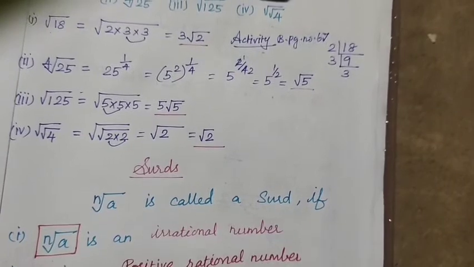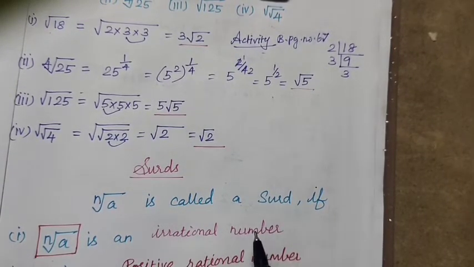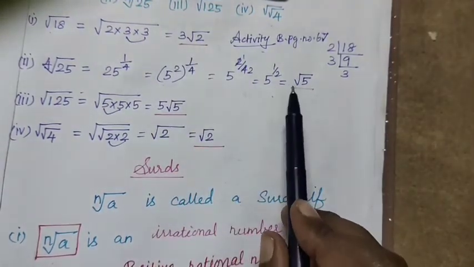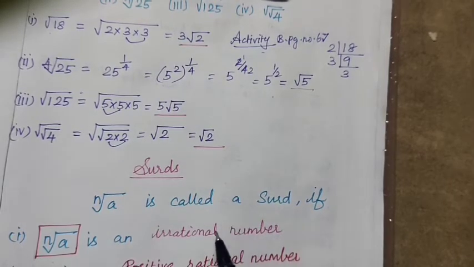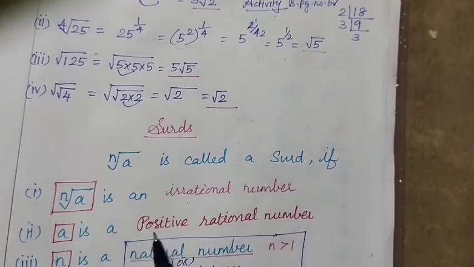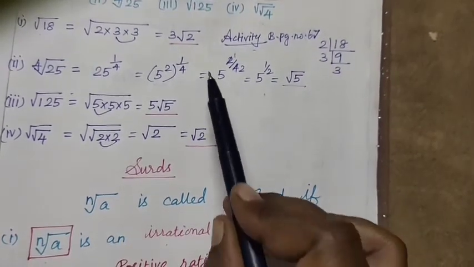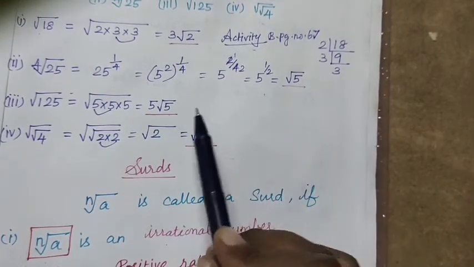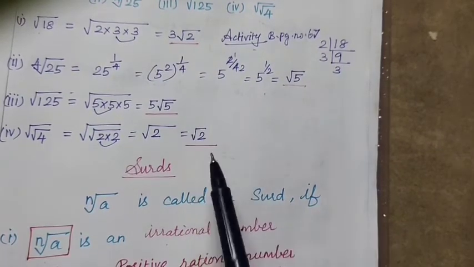Then a is an irrational number. Here 3 root 2, root 5, 5 root 5, root 2 are irrational numbers. And a is a positive rational number. See inside the radical symbol, 2, 5 are rational numbers. So these are called surds.